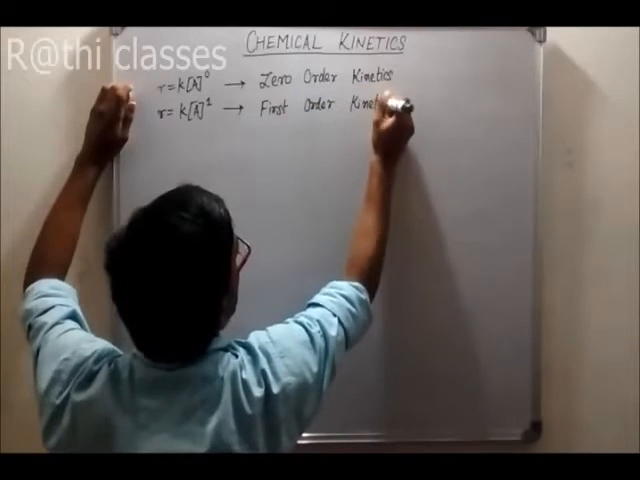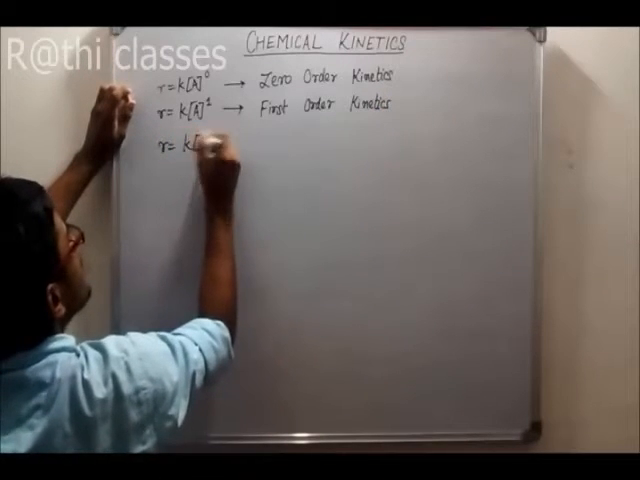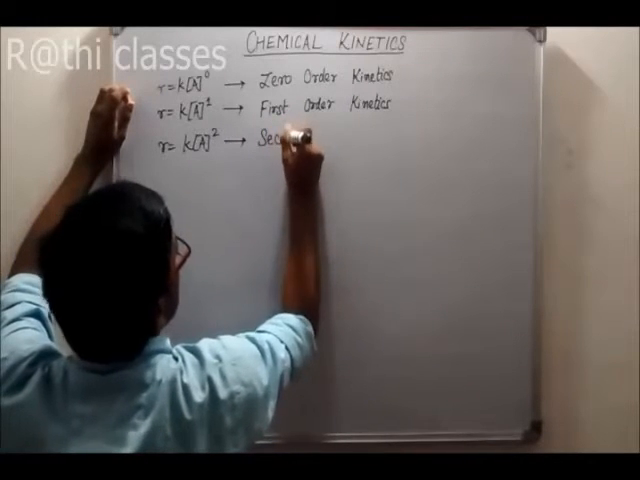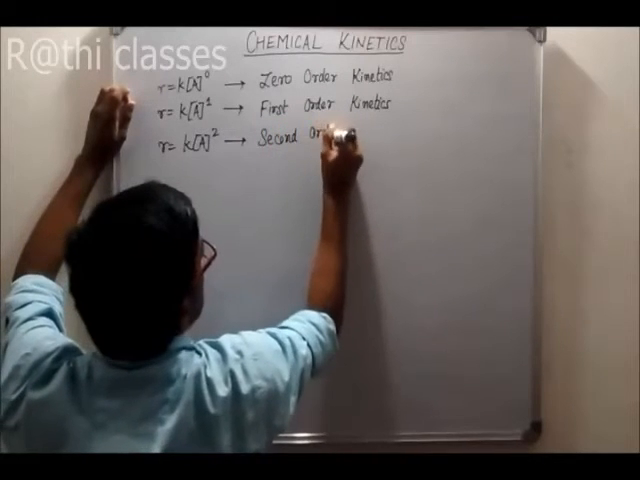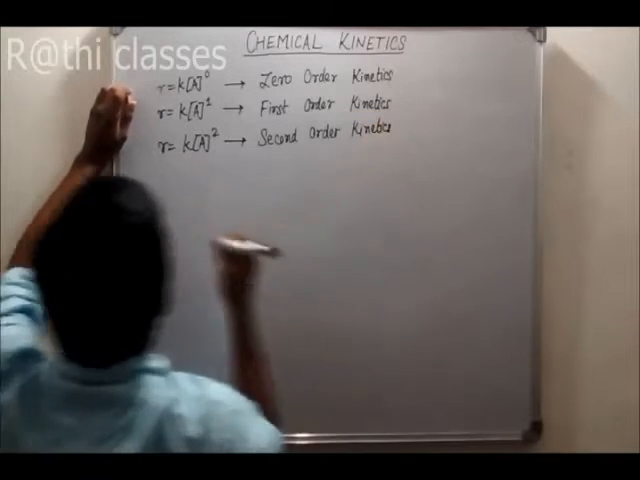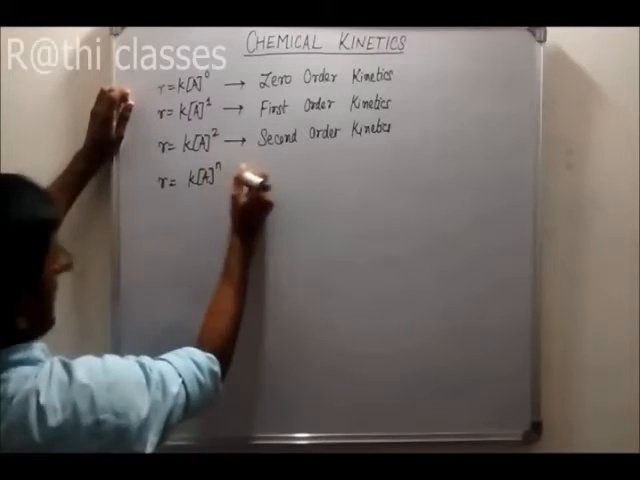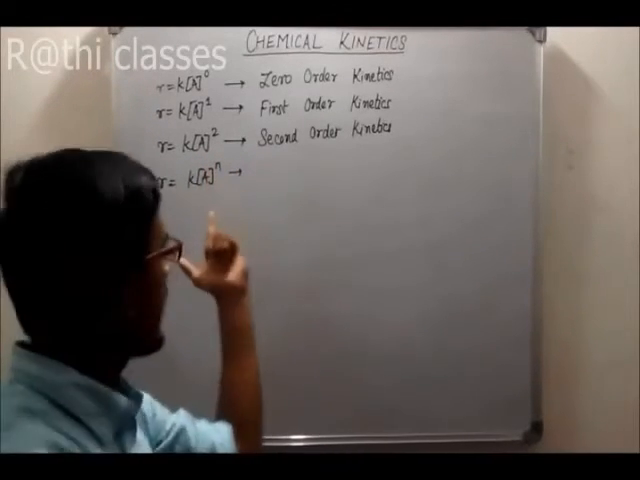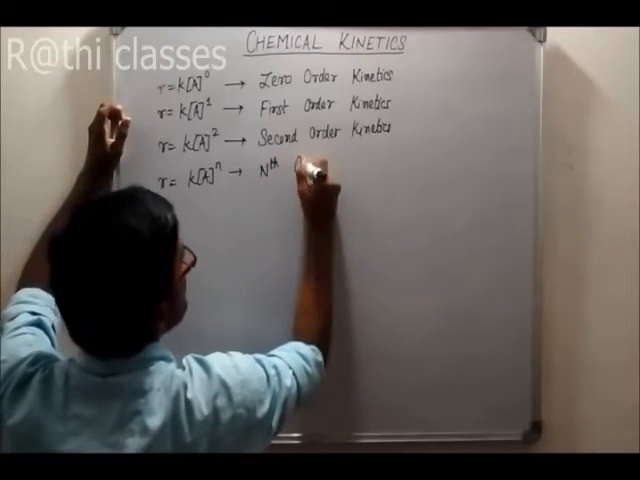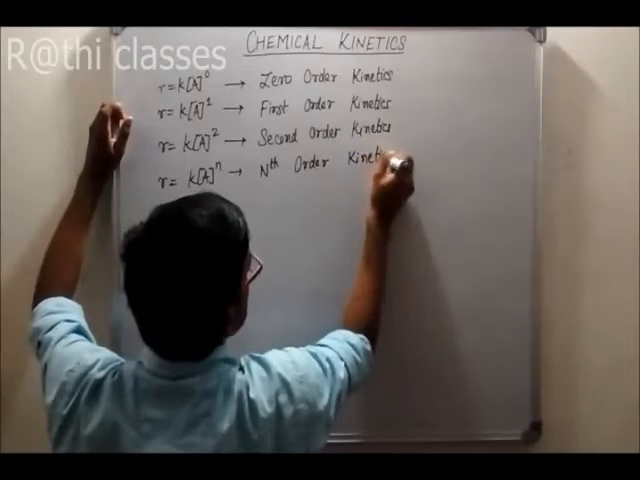Let's say if R equal to K into A to the power 2, then the reaction follows second order kinetics. And so on. If I say that R equal to K, A to the power n, where n is the order of reaction with respect to A, this reaction follows nth order kinetics. We say that the reaction follows nth order kinetics.